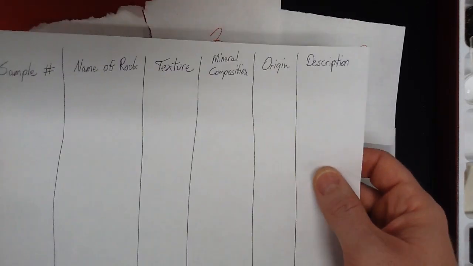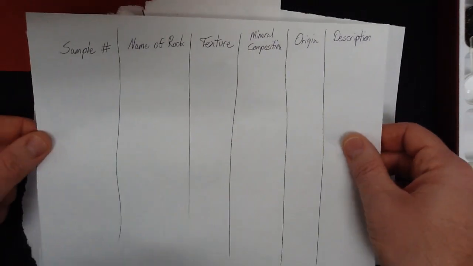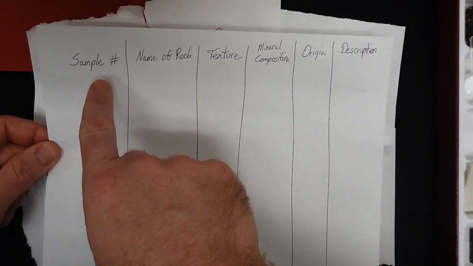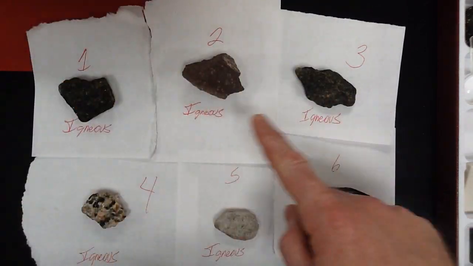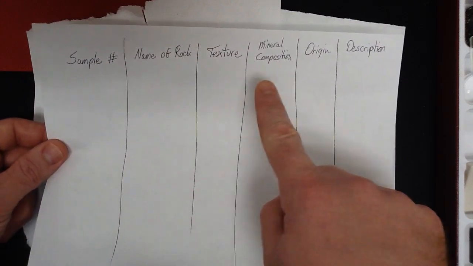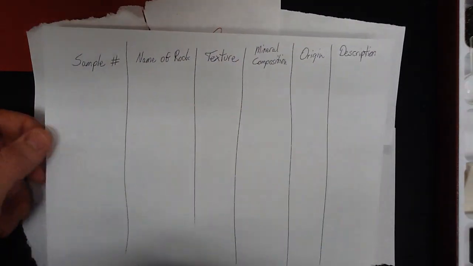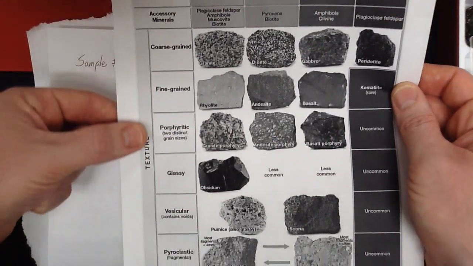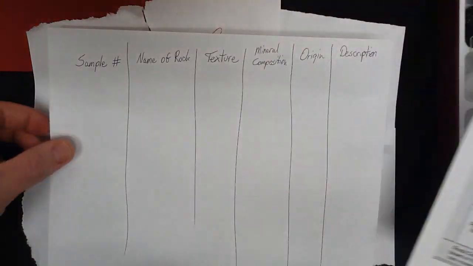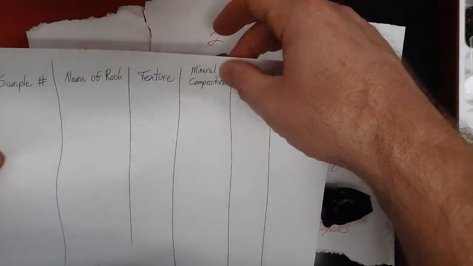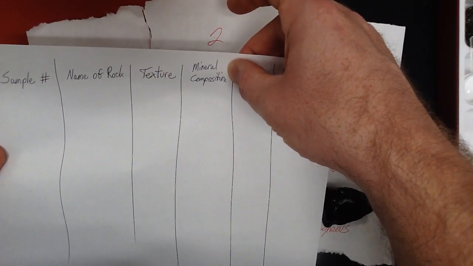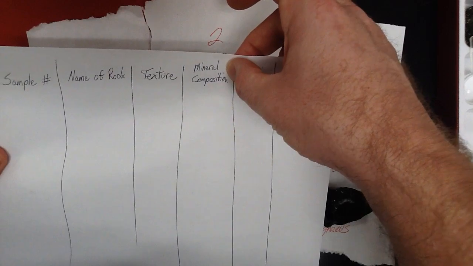And I will have posted on Canvas an answer sheet for you to submit your answers in. They're going to tell you what sample number you have. So use the sample numbers you see here, 1, 2, 3, 4, 5, 6. They're going to ask you for the name of the rock and what the texture is. So give me the texture listed here on this side column, whatever you think it is: coarse grain, fine grain, glassy, vesicular. For mineral composition, just tell me, do you think it's felsic, intermediate, or mafic? You don't have to give me the actual minerals, just felsic, intermediate, or mafic.